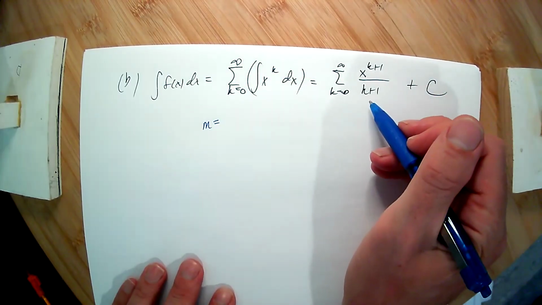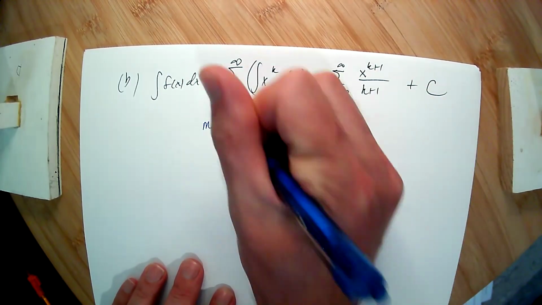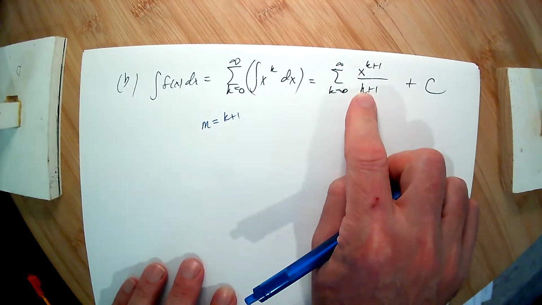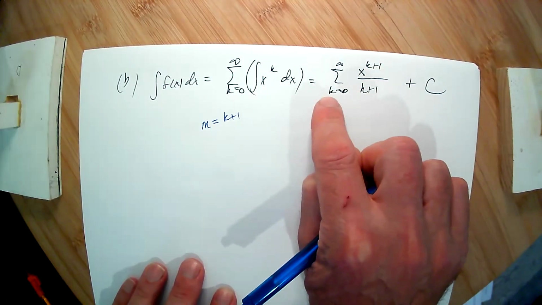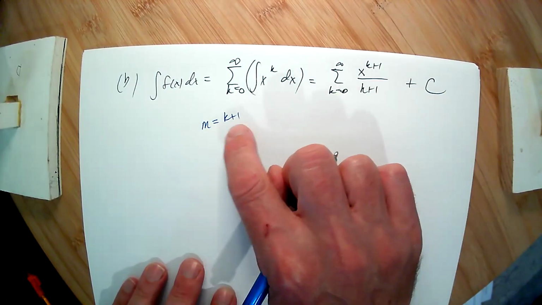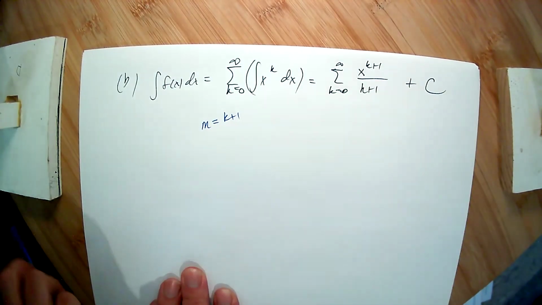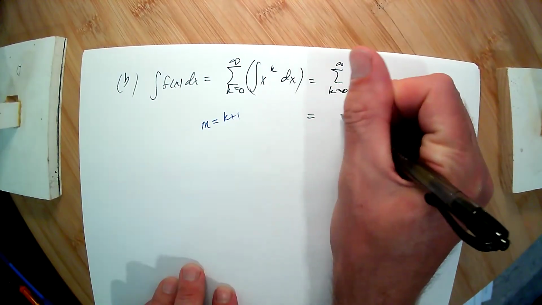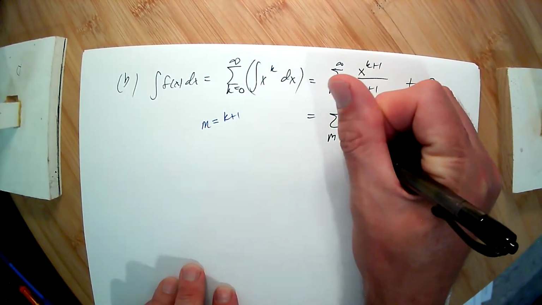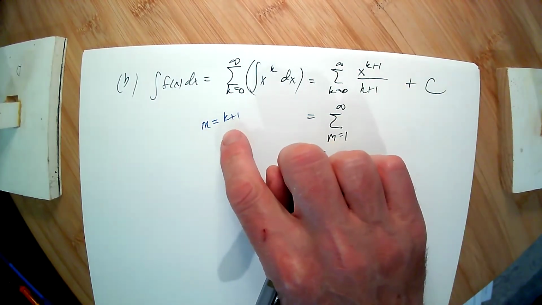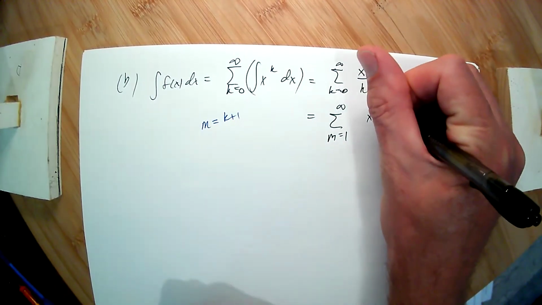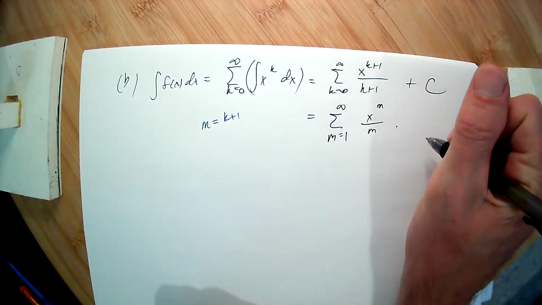So I'll show you again. If I did m equals k plus 1, how would this work? Okay, that would turn into x to the m here. There's an m on the bottom. When k equals 0, what's m? Well, m would be 1, okay? So this would then be the sum, m goes from 1 to infinity, because as k goes to infinity, so does m, okay? x to the m divided by m, all right?